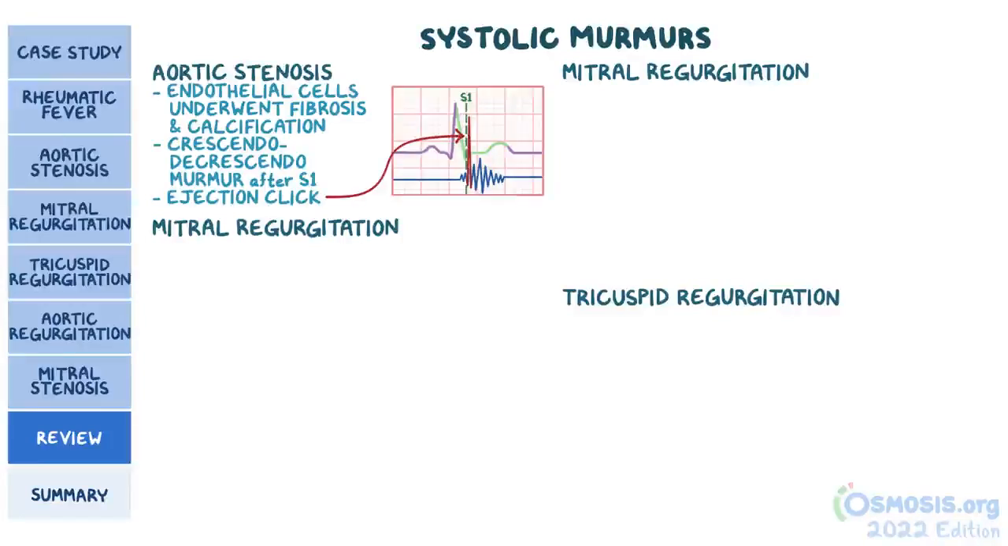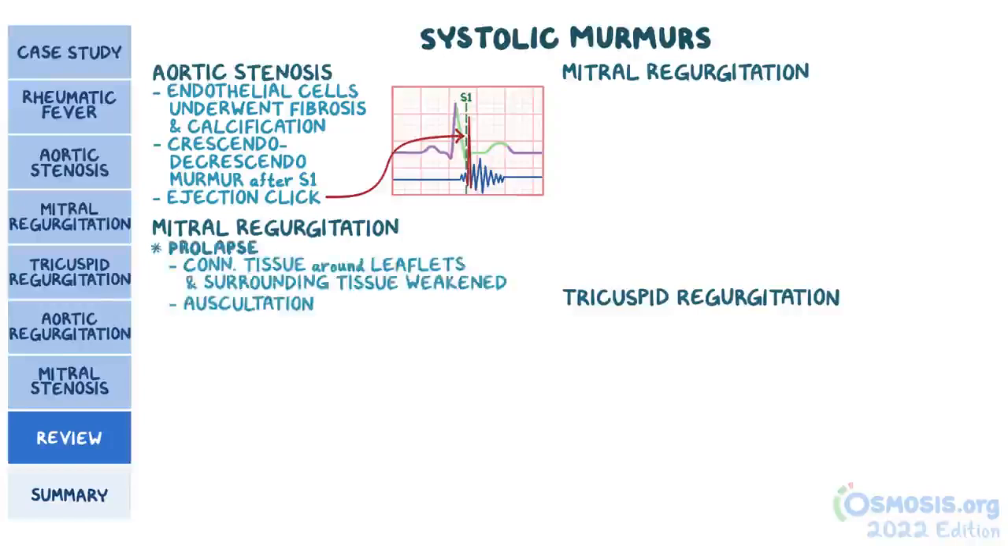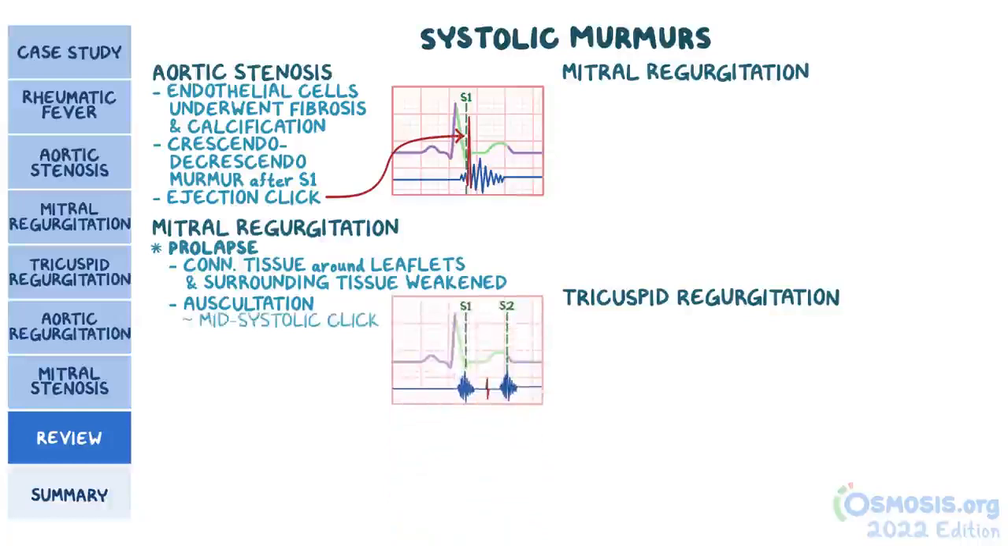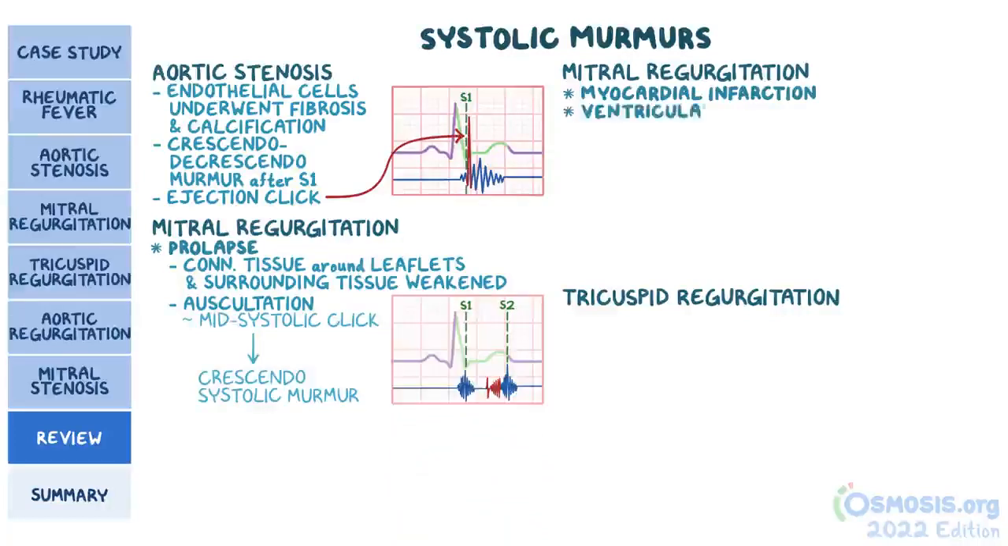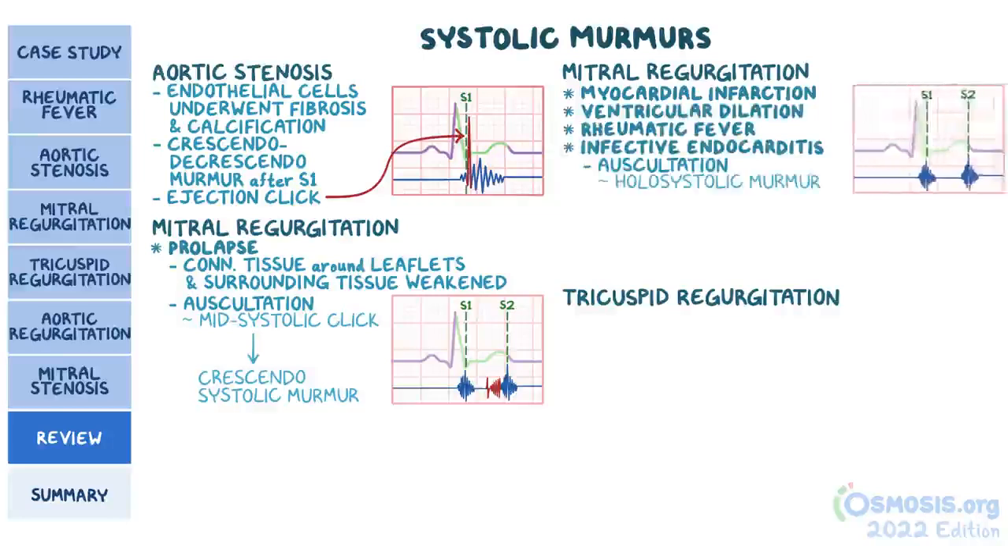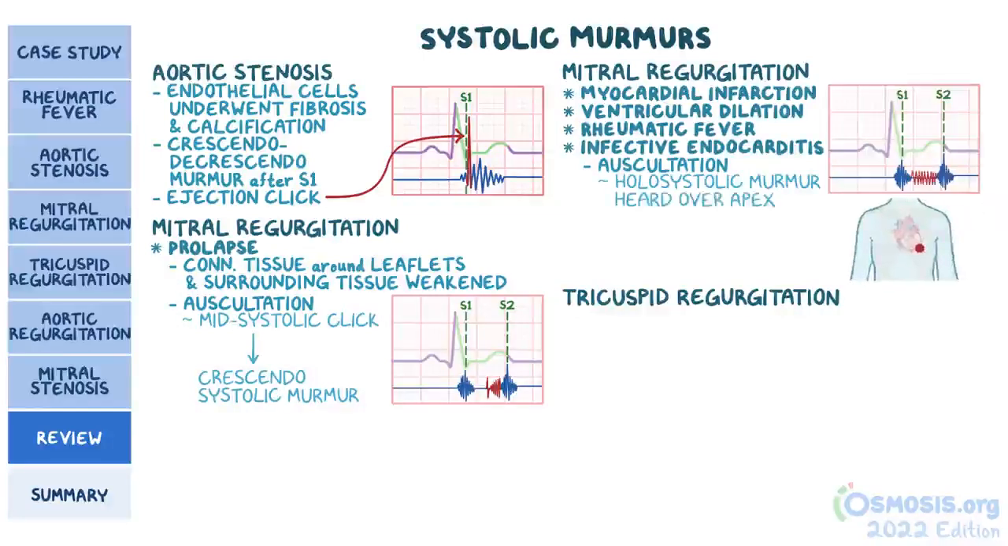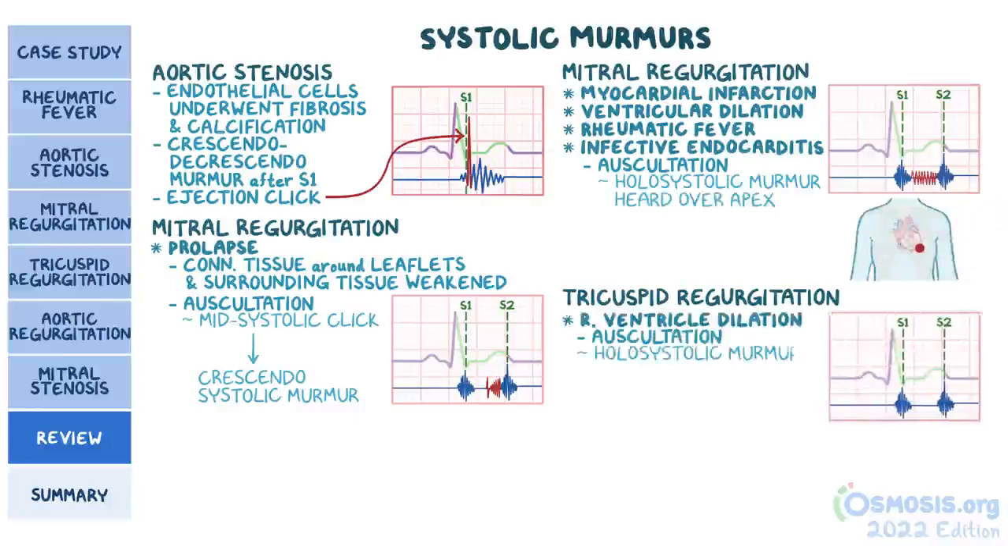Next, there's mitral regurgitation, which is mostly caused by mitral valve prolapse, which is when the connective tissue of the leaflets and surrounding tissue are weakened. On auscultation, mitral valve prolapse often has a mid-systolic click, followed by a crescendo systolic murmur. Mitral regurgitation can also be caused by damage after a myocardial infarction, ventricular dilation, rheumatic fever, or infective endocarditis. On auscultation, mitral regurgitation has a holosystolic murmur best heard over the apex. Now, tricuspid regurgitation is mostly caused by right ventricle dilation and also causes a holosystolic murmur, but this time it's best heard over the tricuspid area.